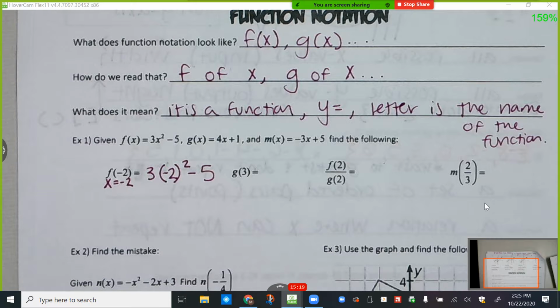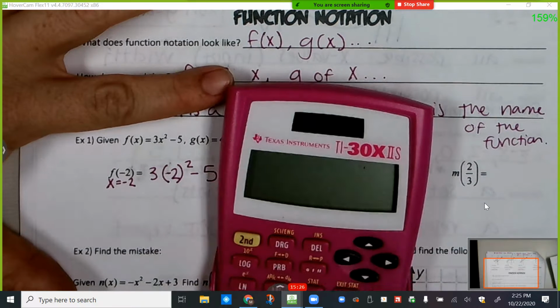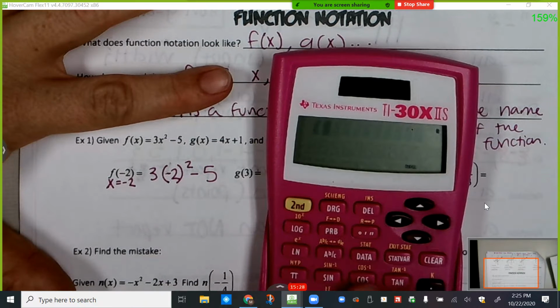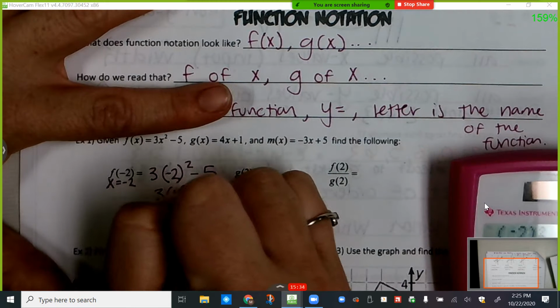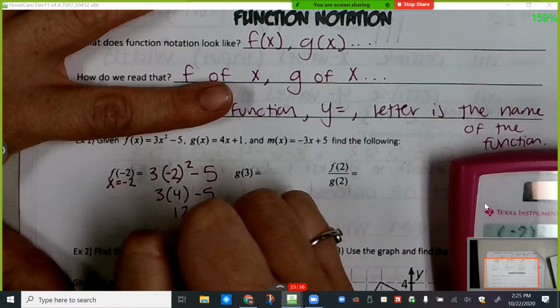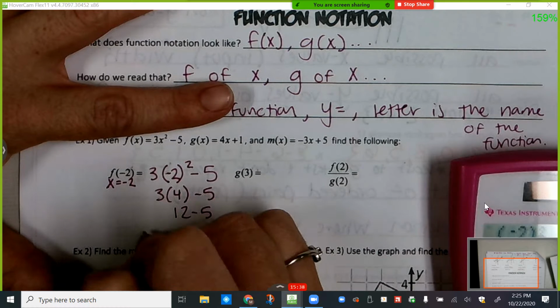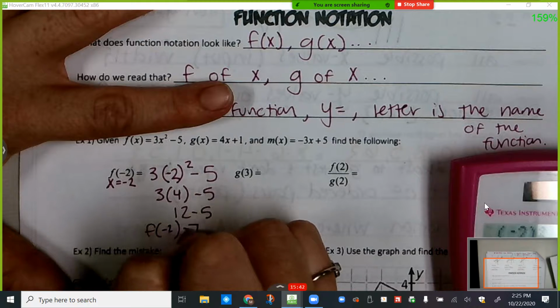There's a teacher. Okay, so I want you to realize you can do this by hand. What's negative 2 squared? It's 4. What's 3 times 4? 12. What's 12 minus 5? 8. Dang, I was close. 7. See, told you. Okay, so we could have done it by hand.